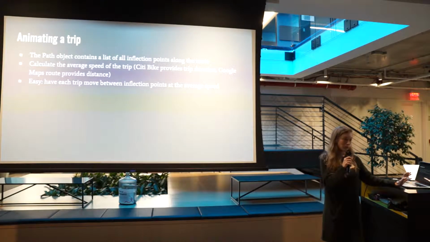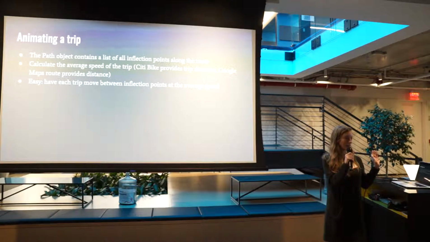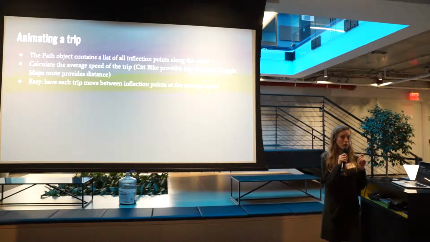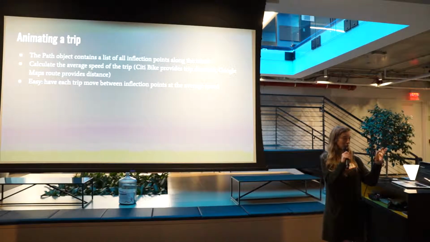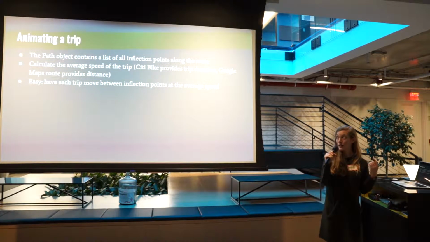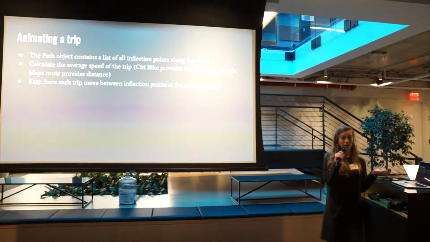The path object has a list of all of the inflection points on the route. What that means is any time that you even slightly change the direction you're facing while you're going. Even if you think New York is a grid and you're going straight, you're actually not, as far as the globe is concerned. So there are a lot of inflection points. This path object returned by Google Maps has every single one of those in an array of latitude, longitude points. So I had those, and I also knew from Citi Bike how long each trip took in seconds.